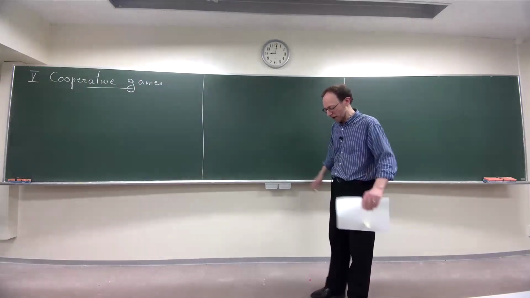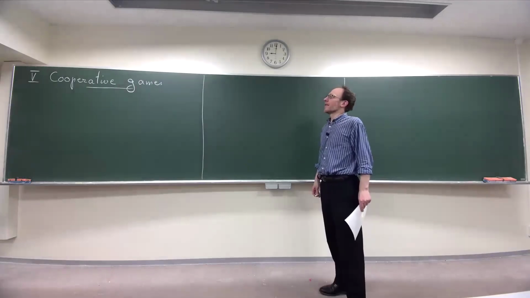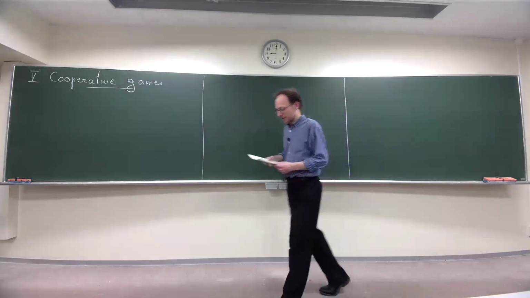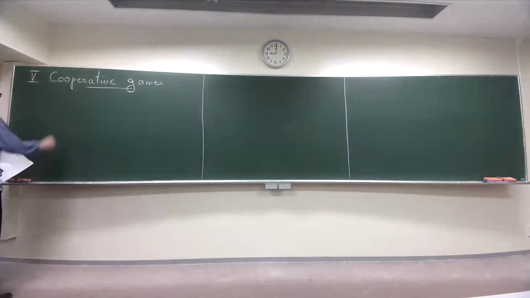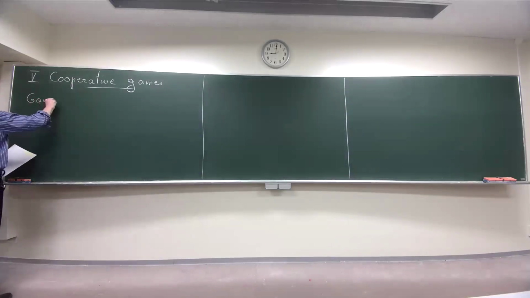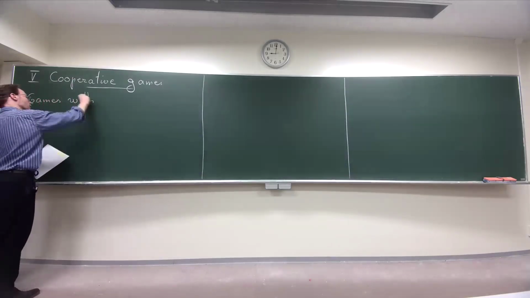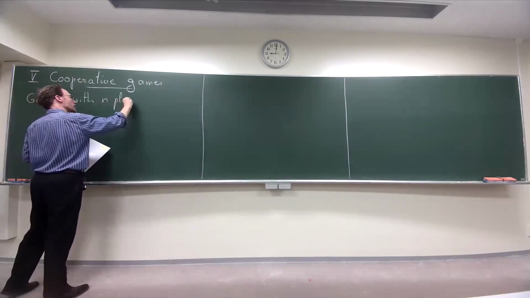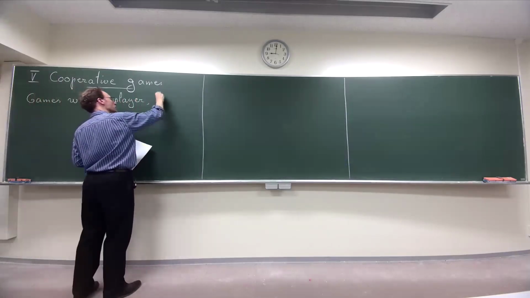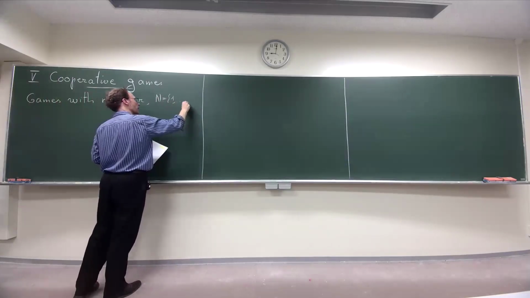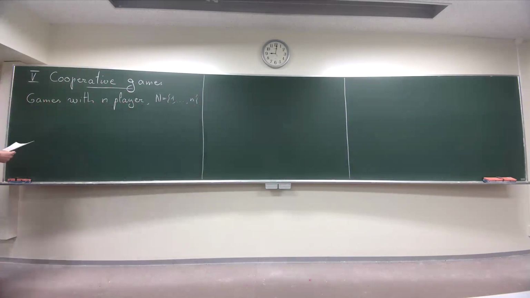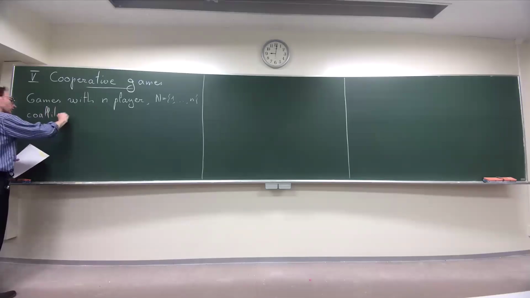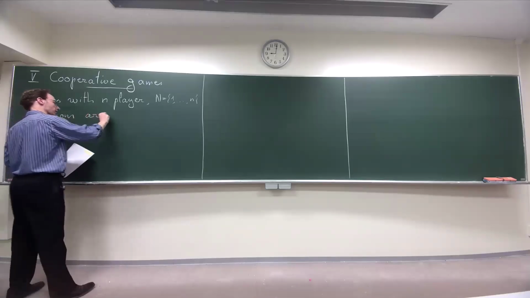So far the players were independent. Now they can interact. But of course, I need to introduce the framework. So we continue with games with n players. It's the same as before. They are denoted by 1 up to n, and the set of n players is denoted by capital N. But we would say that coalitions, so groups, are possible.